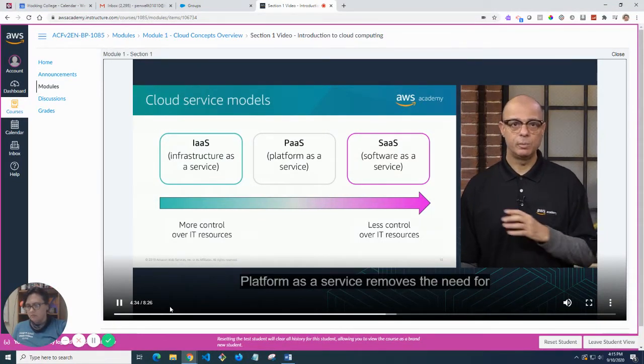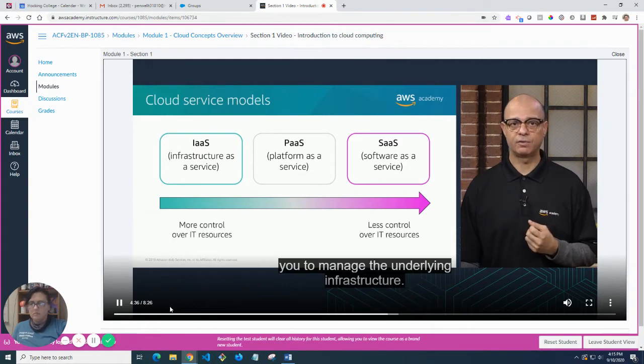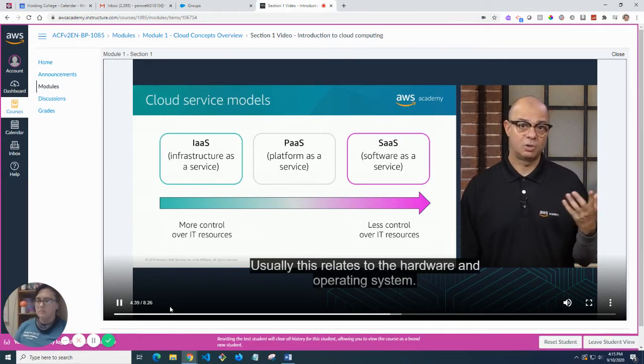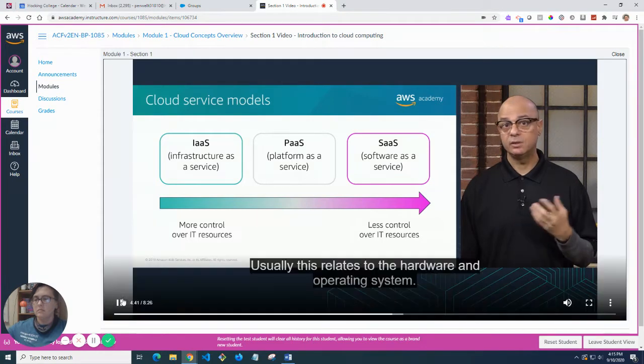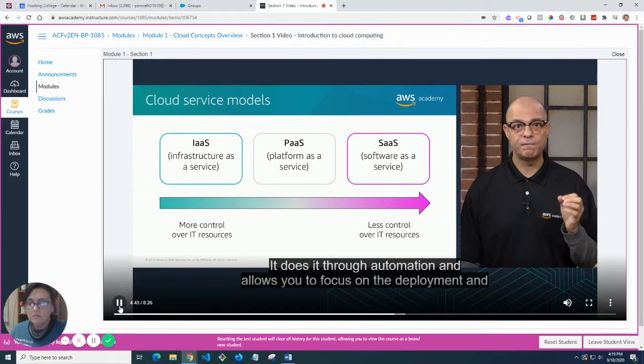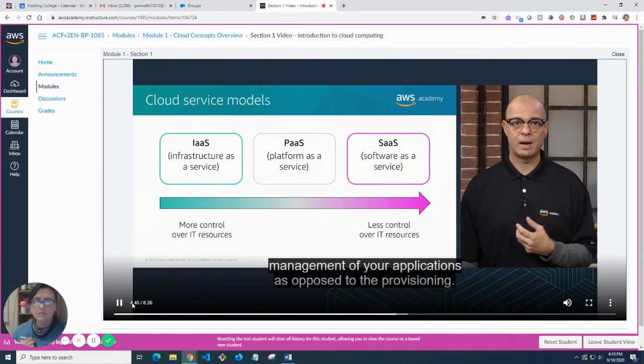Platform as a service removes the need for you to manage the underlying infrastructure. Usually this relates to the hardware and operating system. It does it through automation. Focus on the deployment and management of your applications as opposed to the provisioning.